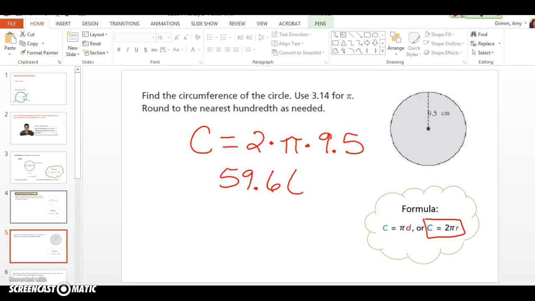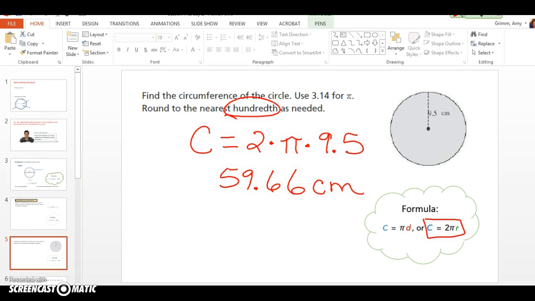59.66. And it says round to the nearest hundredth. What place value is this again? Tenths. What's this? Hundredths. What's the next one? Thousandths. Good. Very good. And my units here would be centimeters. All right. So to me, that's the easiest. Well, actually, it's probably not even. There's one even easier.